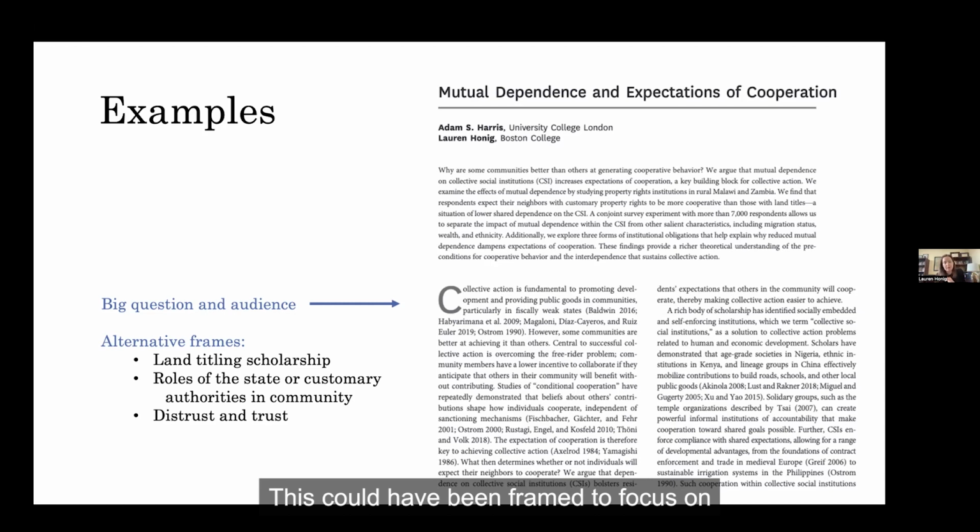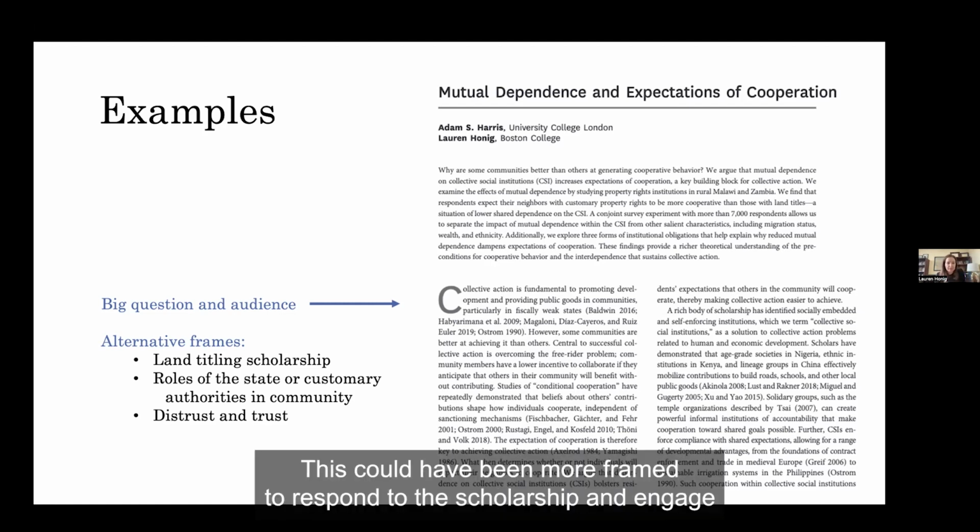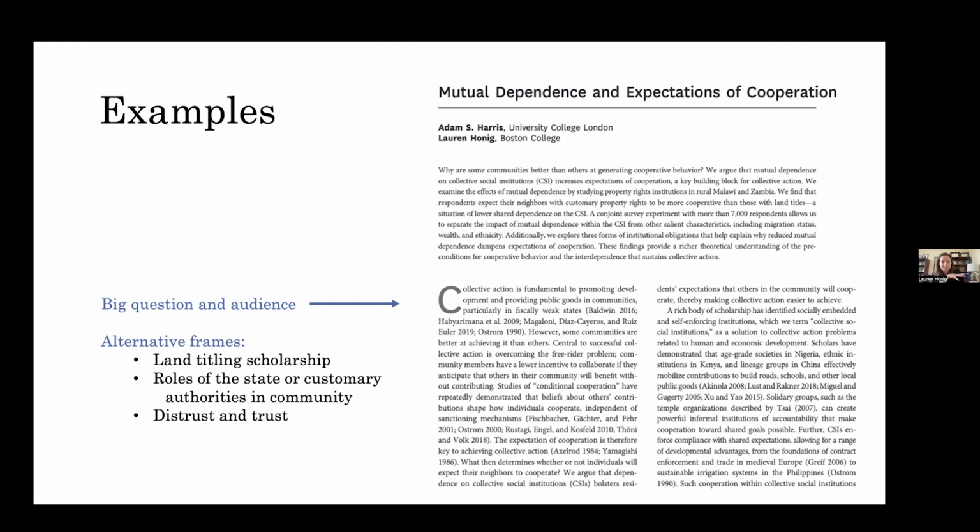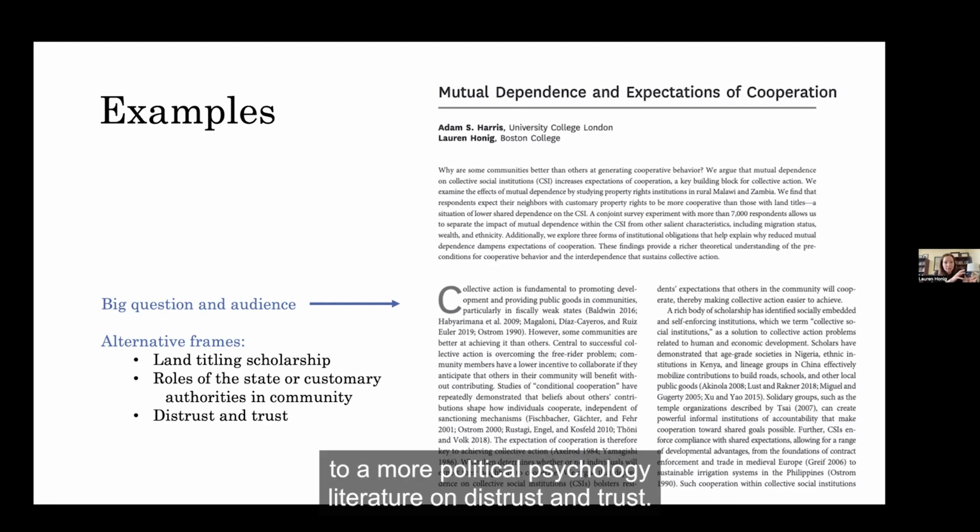This could have been framed to focus on and to appeal to land titling scholarship, an interdisciplinary community of policymakers and scholars who are focused on land titling. This could have been framed to respond to the scholarship and engage in the debate on the roles of the state or customary authorities in community. This could have been framed to a more political psychology literature on distrust and trust. It also could have been framed to an African studies community.